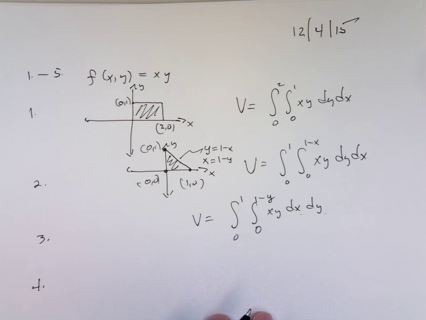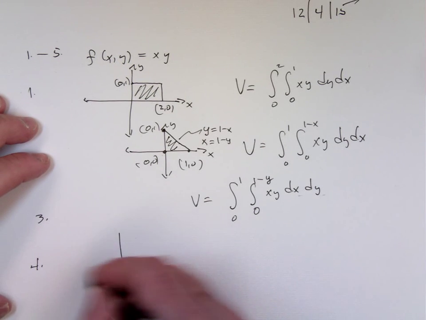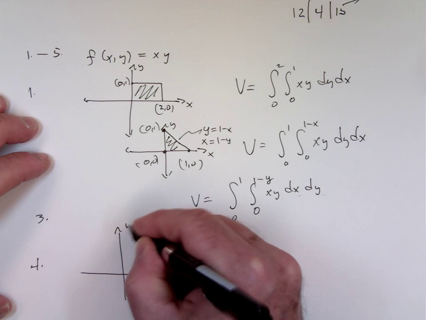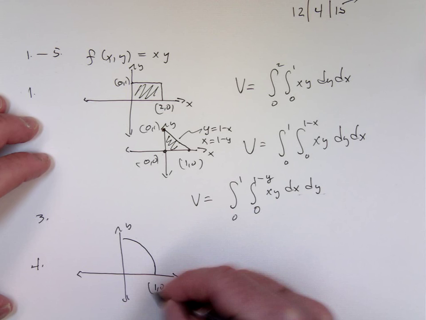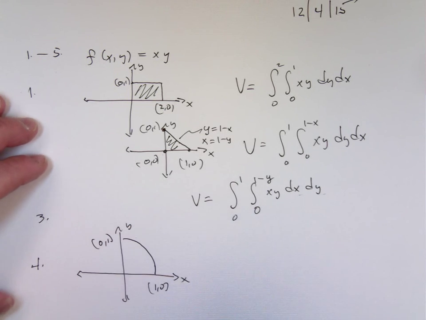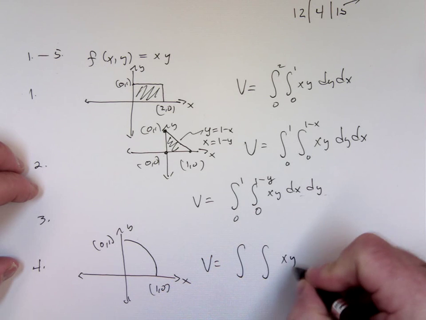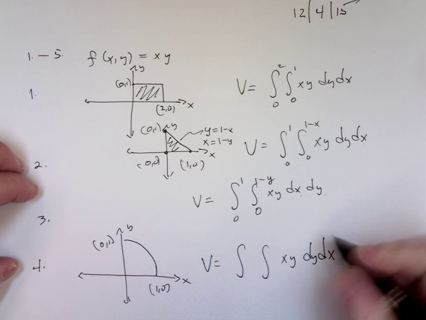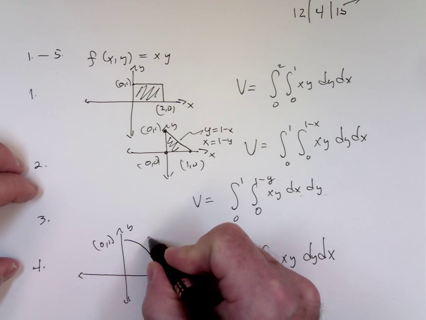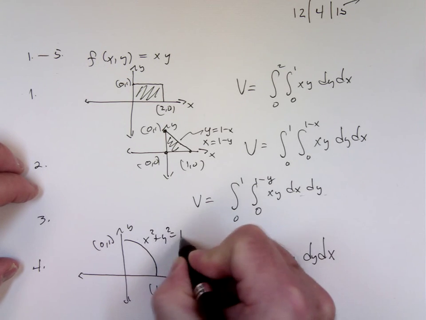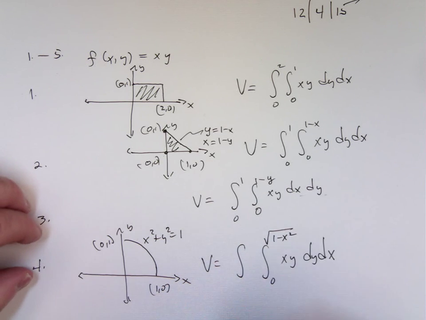4. The quarter circle of that unit circle. Okay. So a unit circle, we want to find the volume underneath that surface over that unit circle. Y's are going to go from bottom to top. The top here, since this is x squared plus y squared equals 1, the y is the square root of 1 minus x squared. And the x's are 0 to 1.